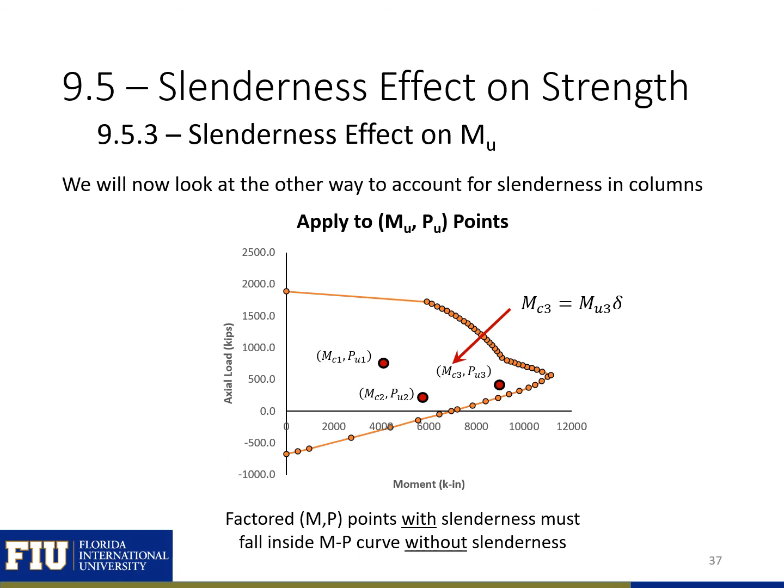Next, we're going to look at the other way to account for slenderness in our columns. We're going to apply our slenderness to our demand points, Mu, Pu. So we'll magnify all of our different demand points here and make sure that they fall inside of our factored short column moment-axial load interaction diagram.